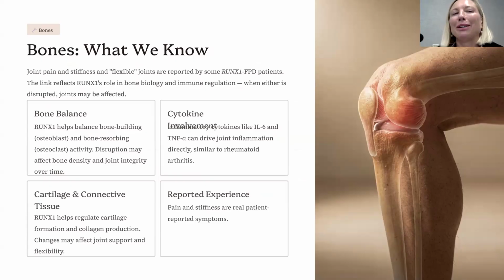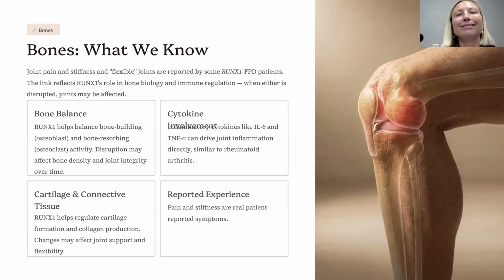Bones, what do we know? So joint pain and stiffness and flexible joints are also reported by individuals with RUNX1 FPD. We see that coming through in the RUNX1 patient data hub. RUNX1 plays an important role in bone biology. So it regulates the balance between these two cell types called osteoblasts and osteoclasts. Osteoblasts are the cells that build bone, and osteoclasts are the cells that resorb bone. And there's always this push and pull between those two cell types.